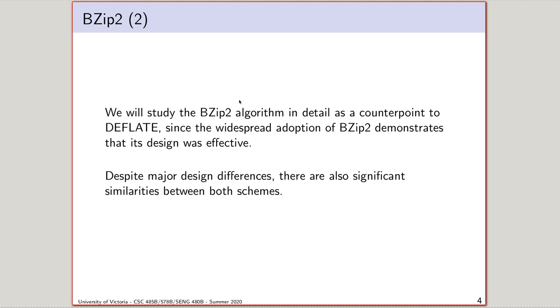Is it justified to have a code length code, for example? It turns out BZip doesn't do that. There are some similarities. They both use Huffman coding at the end. They both use custom dynamic Huffman codes. So that might, I guess, be a hint that the similarities between the two schemes are things that even competitors can agree upon are good ideas.